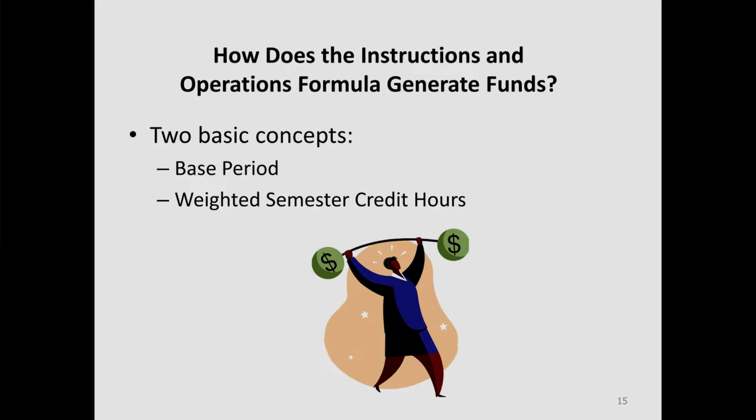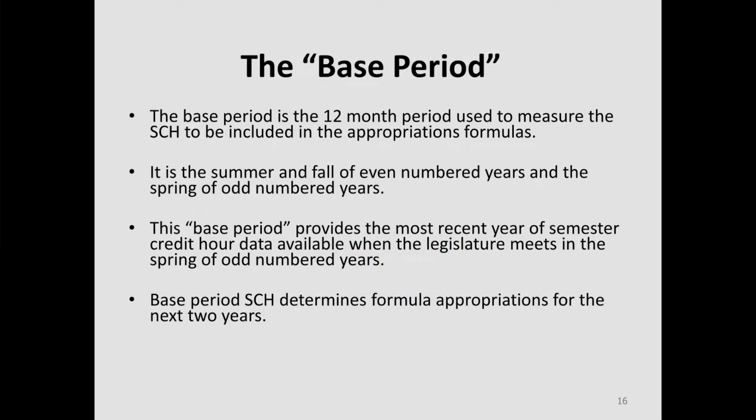And then for the instruction and operations formula, there's a base period and weighted semester credit hours. I'll go into a little more detail, but these are the important basic concepts to understand. The base period is the 12-month period that is the basis for determining the dollars to be allocated. It's the summer and fall of even-numbered years. So for next session, it's going to be the summer and fall of 2018 and the spring of 2019. That base period is the base for the formula appropriations for the next 2 years. So it's a 1-year look for the next 2 years.